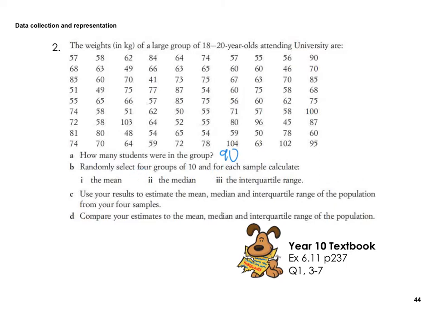Okay, part B, randomly select 4 groups of 10. Now 4 is going to take a while. I'm going to change this just to 1, just to make a point, because 4 will take forever. So 1 group of 10, and for each sample calculate the mean, median, and interquartile range. So basically, you'd pick 10 at random, and then of those 10, you'd find the mean, median, and interquartile range. So obviously recapping what we've done in the chapter.